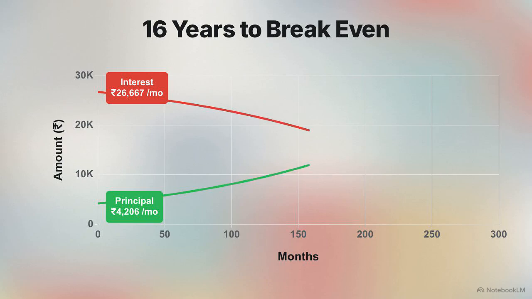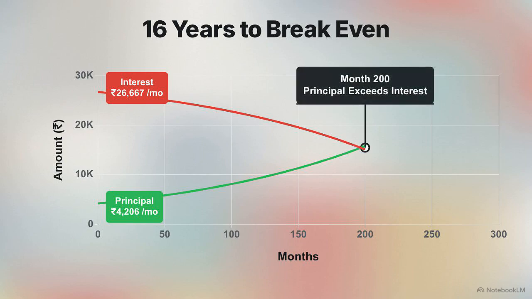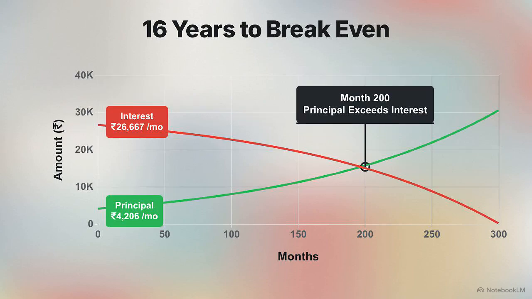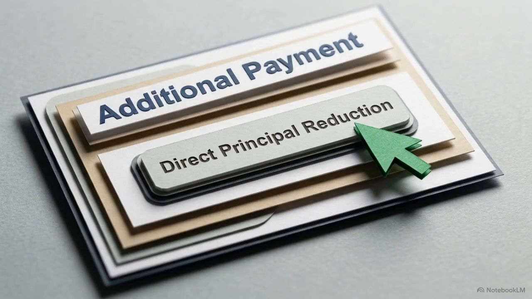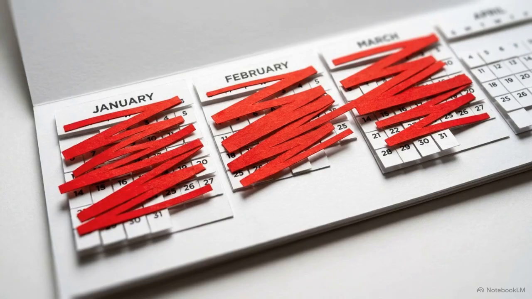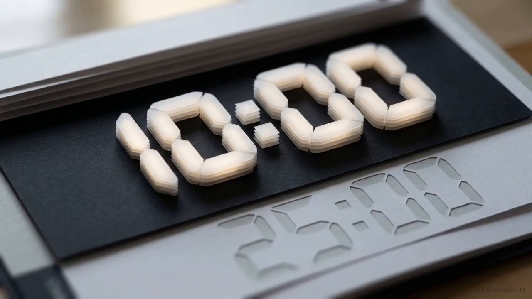This line graph plots your interest curve dropping, while your principal curve rises. Notice the crossover point here at month 200. That is the first time your principal payment finally exceeds your interest payment. That is over 16 years into a 25-year loan. Banks front-load the interest. Therefore, attacking the principal directly and aggressively in the first few years is the only mathematical way to destroy the lifespan of the loan.